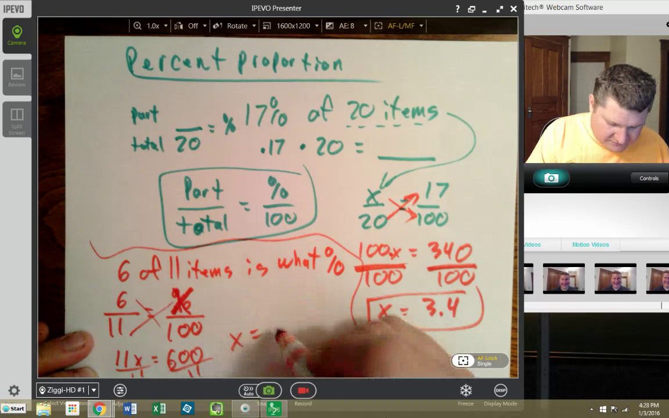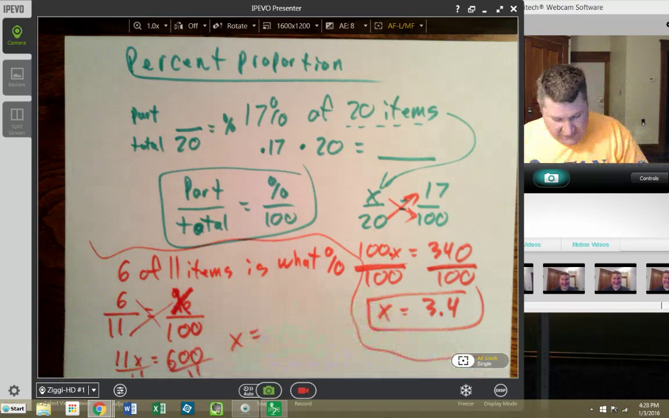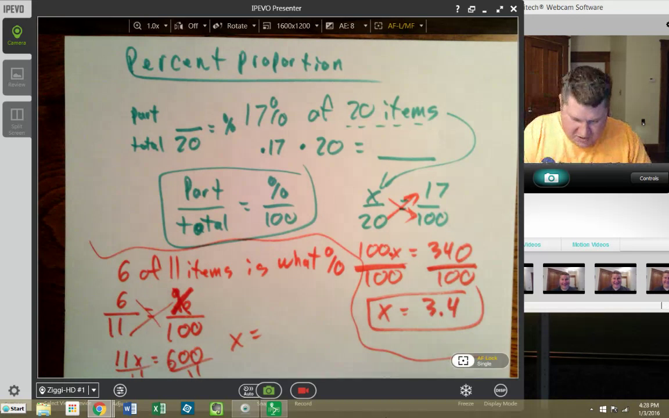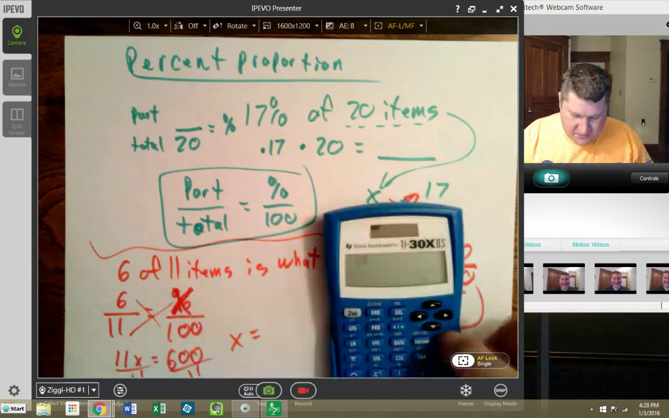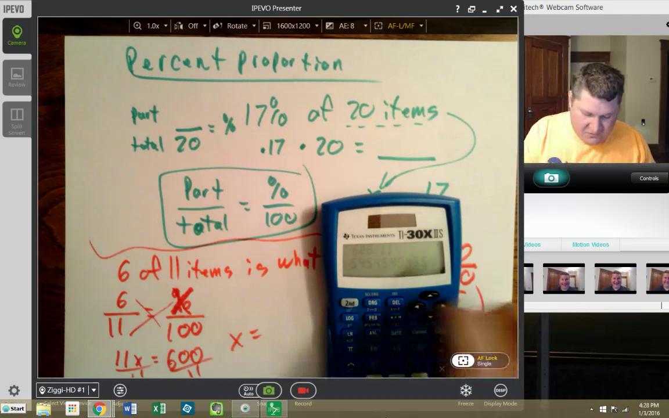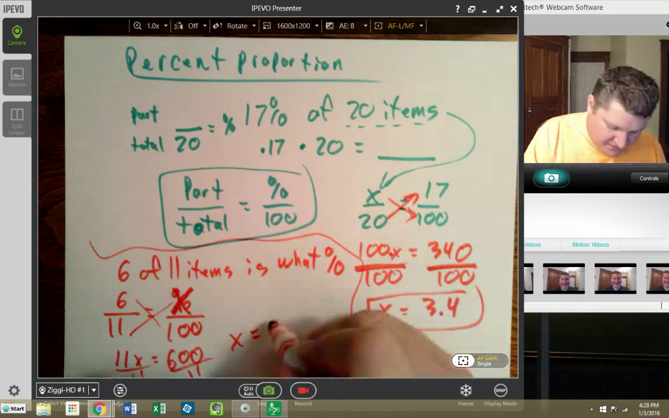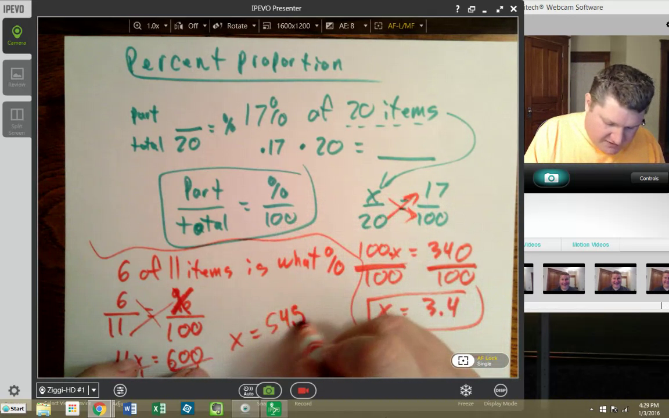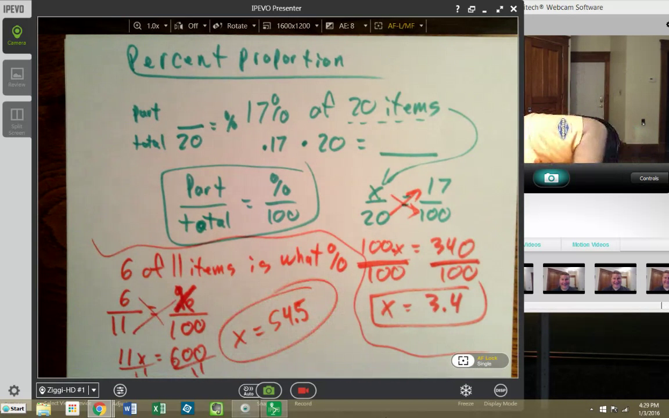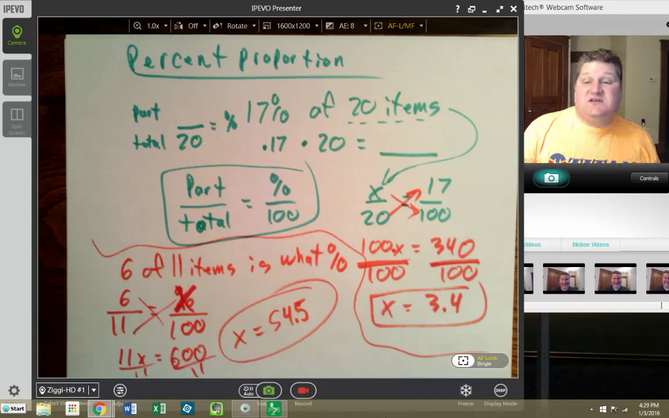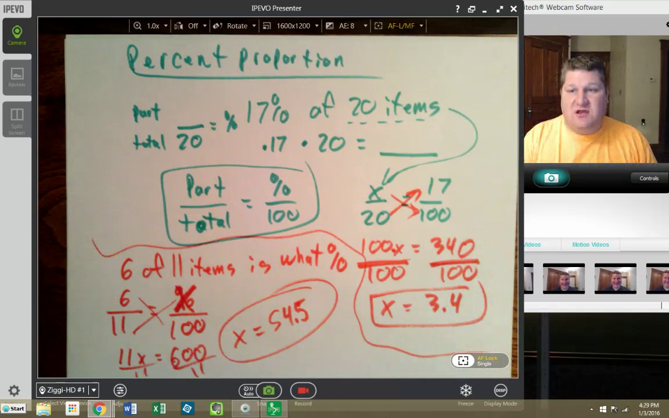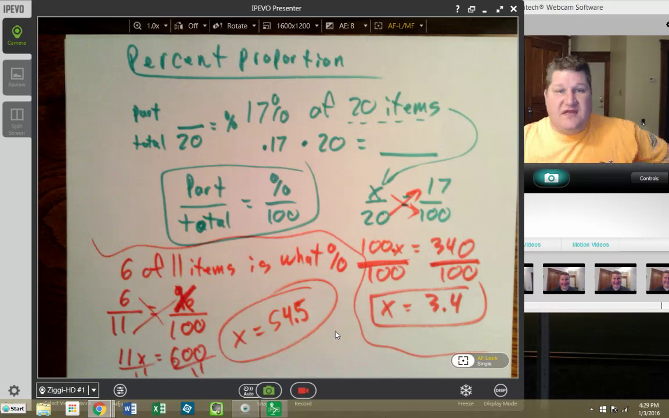X equals whatever 600 divided by 11 is, which should be somewhere in the 58 ballpark, but let's find out. Clear, we say 600 divided by 11. There you go, 54.5. So my answer is 54.5 units. So there we go. So it's just a different way using proportions to find missing pieces rather than changing them into numerical equations. So with that, see what you can do there.